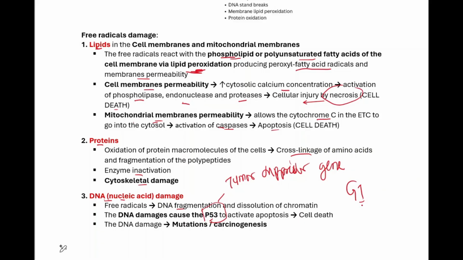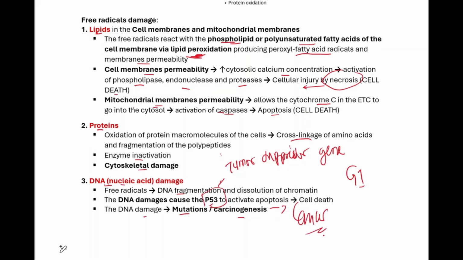And guess what? If we can't repair those DNA damages, or if the damages are too much, then this P53 is going to activate what? Apoptosis, and that will lead to what? Cell death. And like I said, we're going to talk about apoptosis at a later lecture. And if P53 is unable to destroy those cells, and if the cell mistakenly goes into the cell cycle and starts to divide, that means we have cells with a lot of DNA damage in them, right? So that could lead to mutation, and that could lead to what? Carcinogenesis, which means it can lead to cancer, right? So that's how free radicals cause their injury.